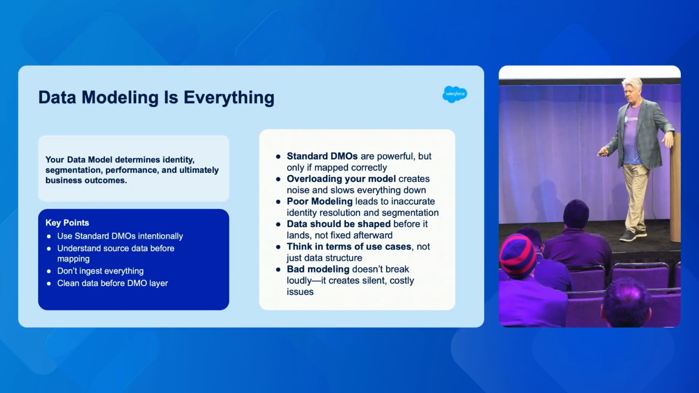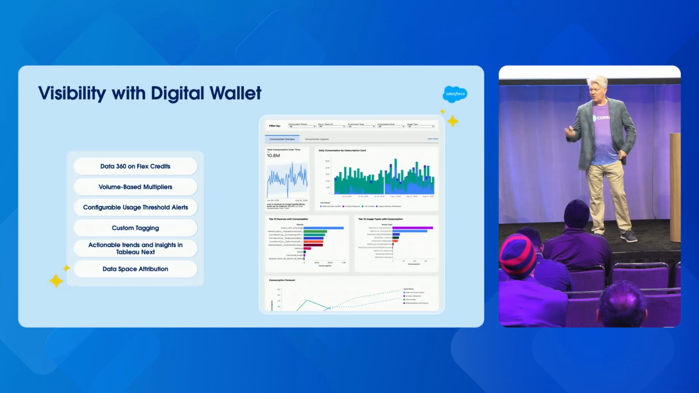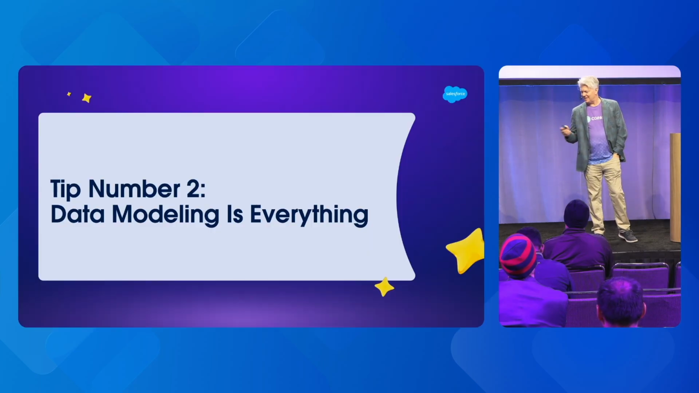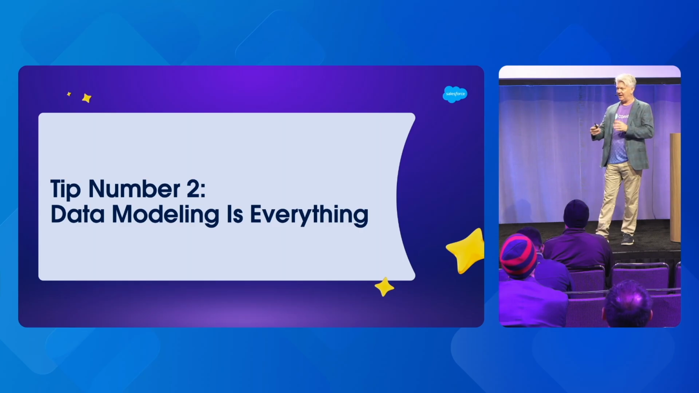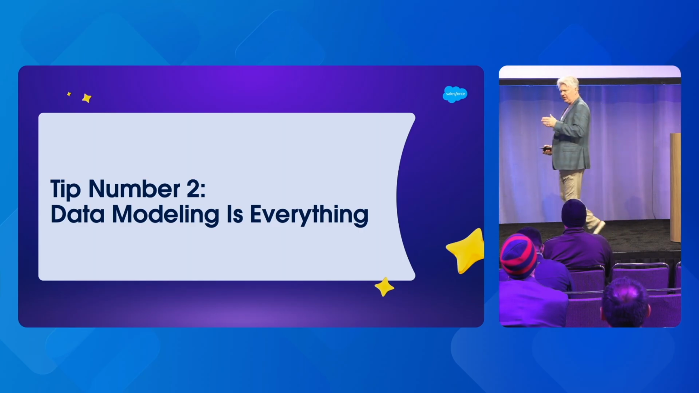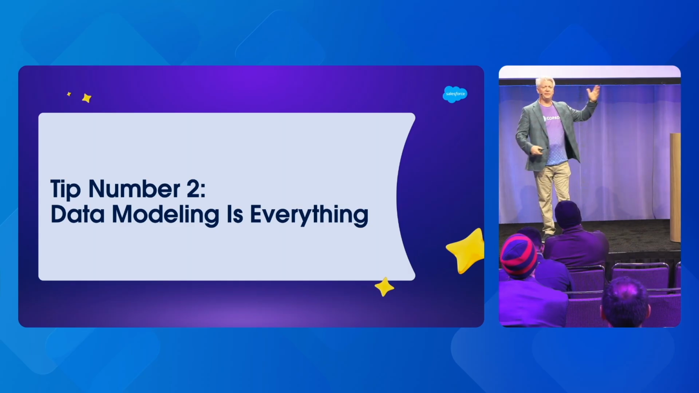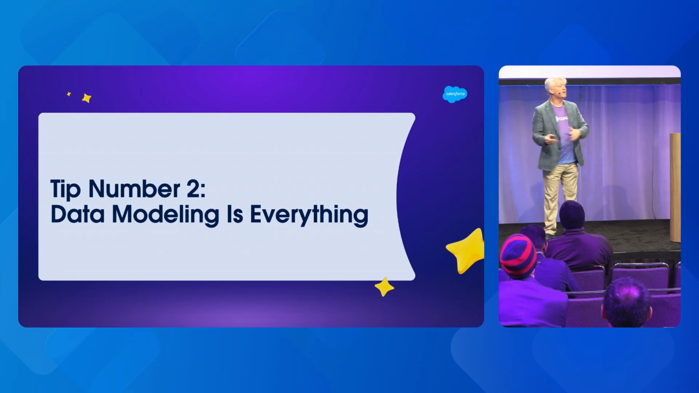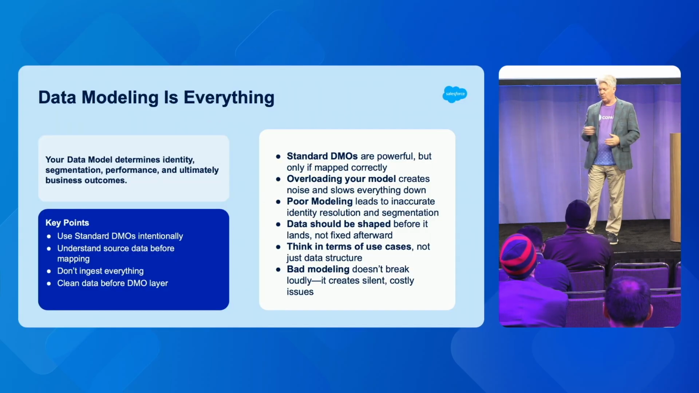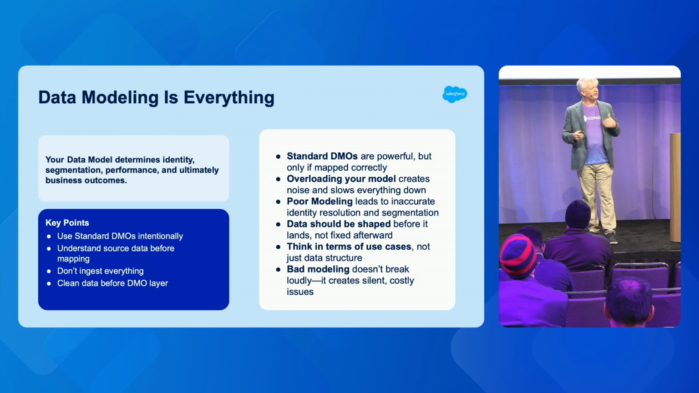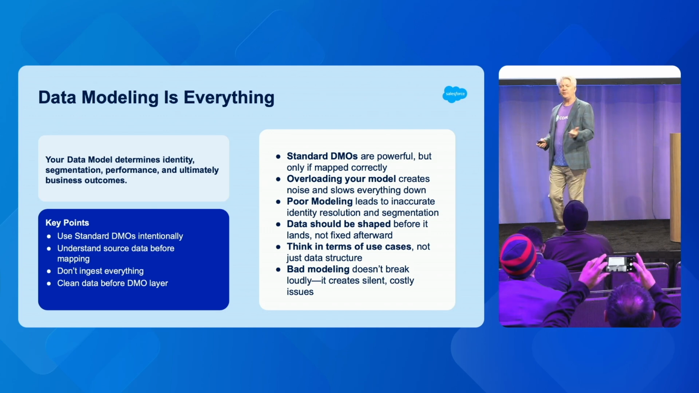Absolutely. All right, let's go into the next tip. Data modeling is everything. As I said, don't bring everything in, and don't take the original data structures as your data is. Don't take this file from S3 or this feed from somewhere and just bring it straight into Data 360. Look at it. Intentionally understand its structure. What we want you to do is understand that structure determines identity, segmentation, and performance.